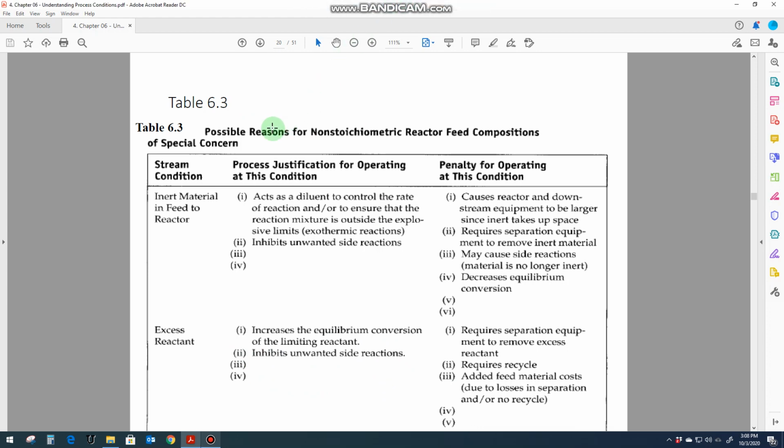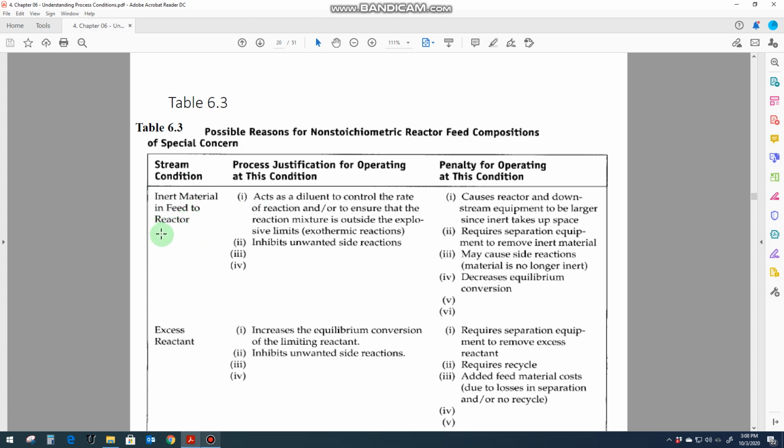Now let us see some of the process conditions and some of the more justifications. For example, if you are using some inert material in the feed to the reactor, we know that we are provided with some kind of stoichiometry in the reactions, but sometimes we can use an inert stream within the process, or we have to use some extra reactant. Now, what could be the justifications for these two things?